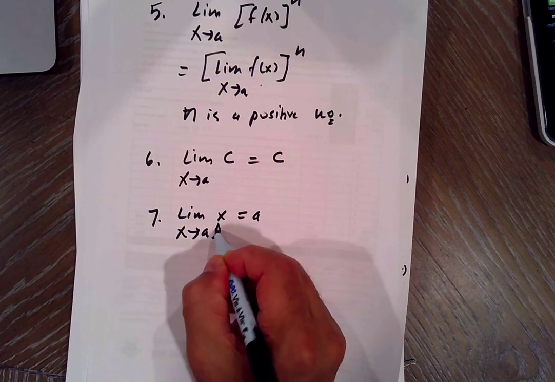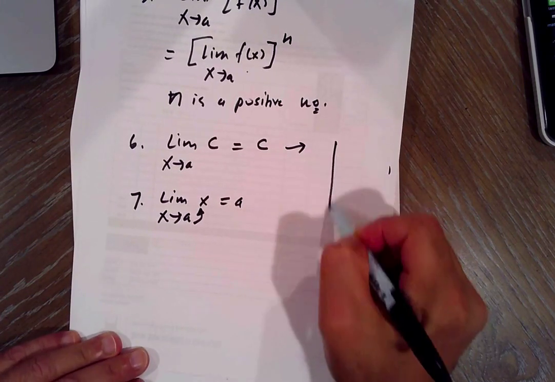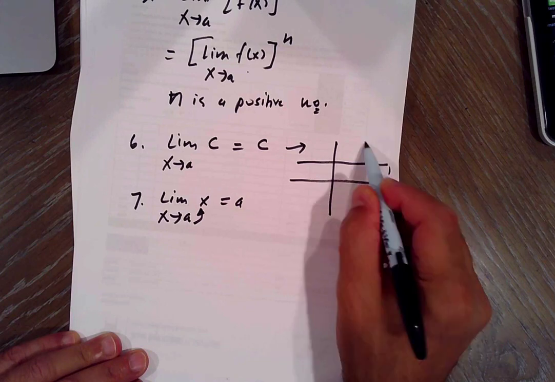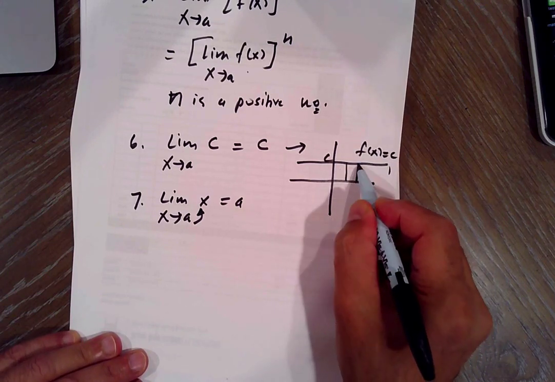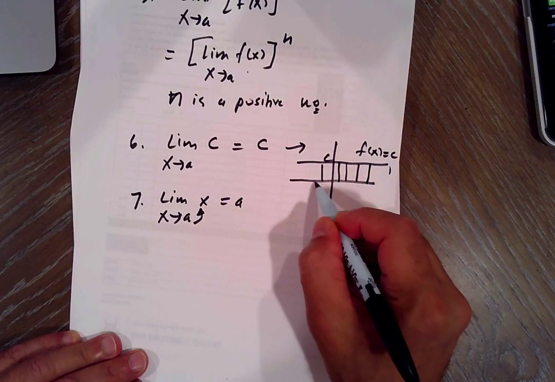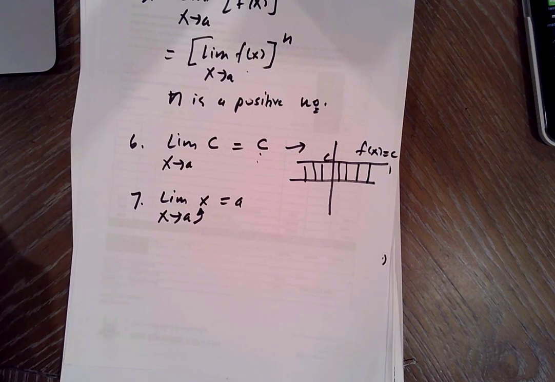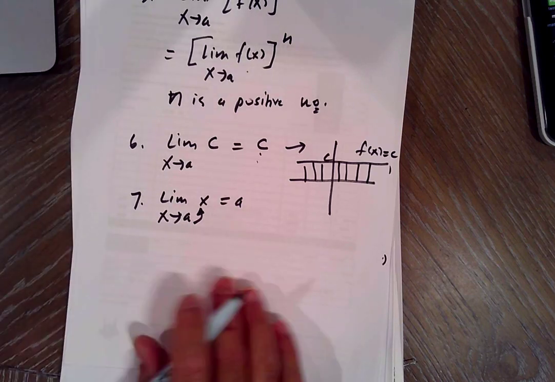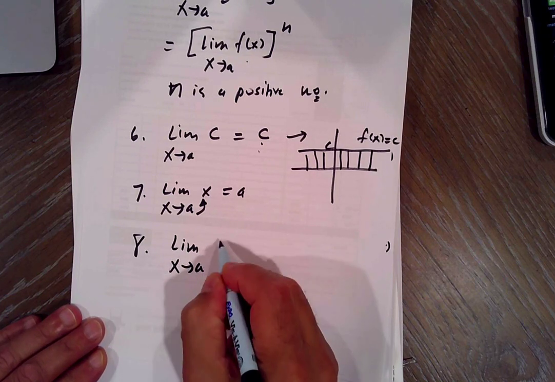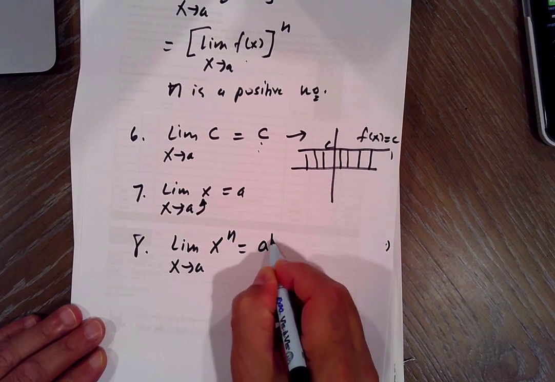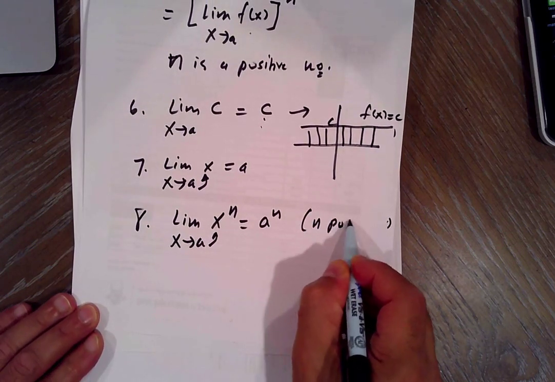So basically you plug it in, and when you have a constant, like for this one, if f of x equals c, then as x goes to 1 or 2 or 3 or 4 or -1, the y value is always c. That's why. Number 8, the limit as x goes to a of x to the n is a to the n. Again, you plug it in, where n is a positive integer.